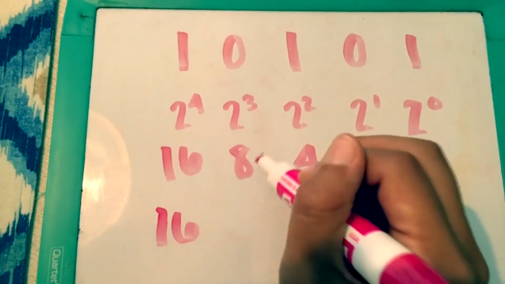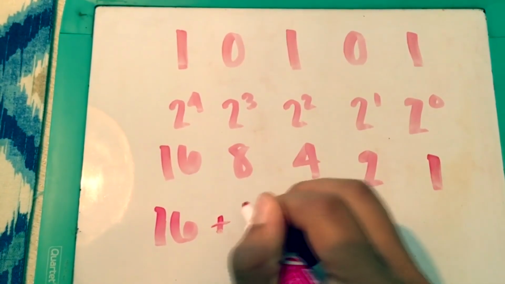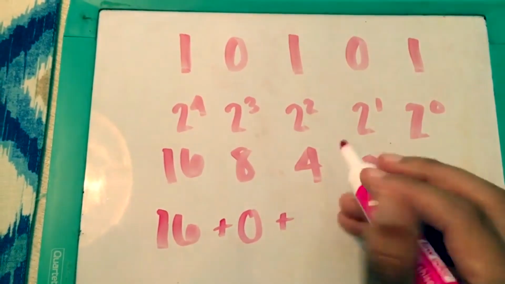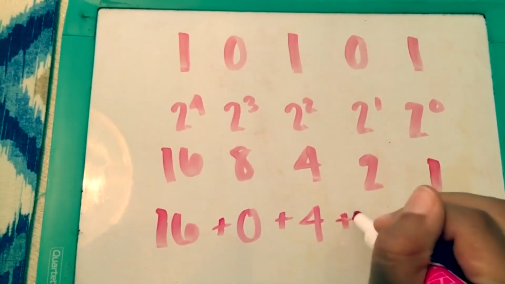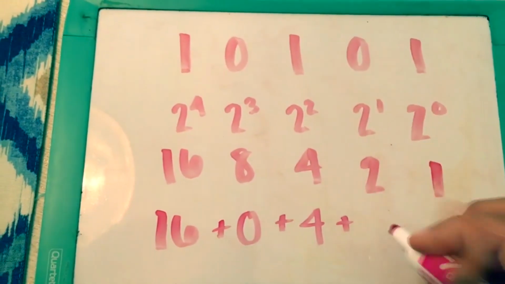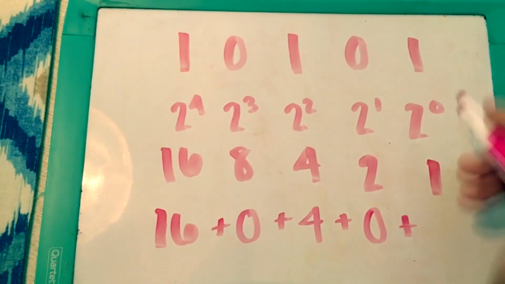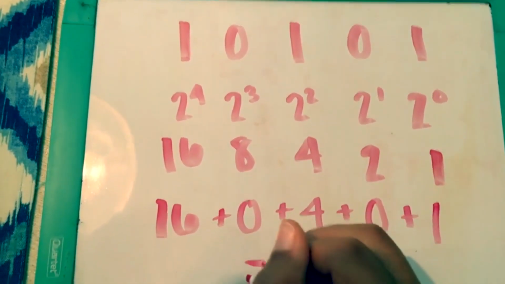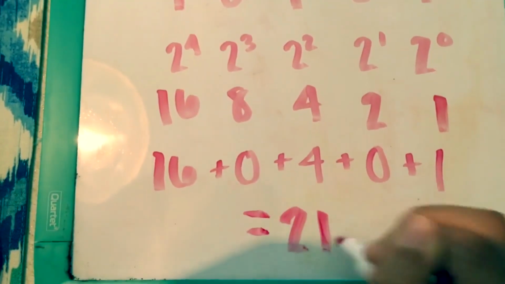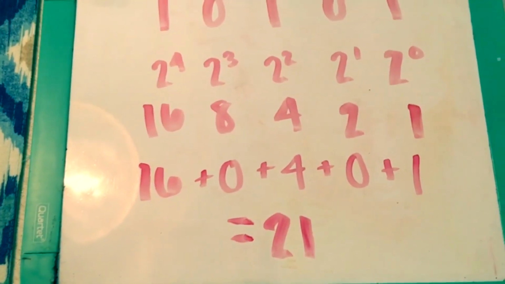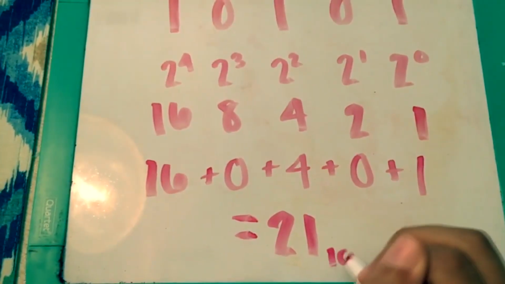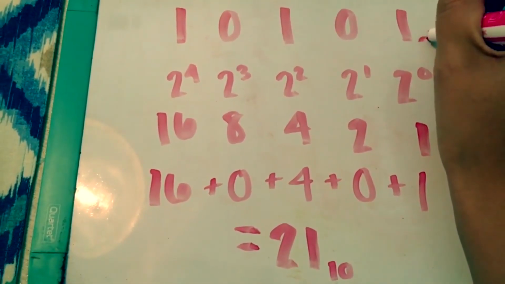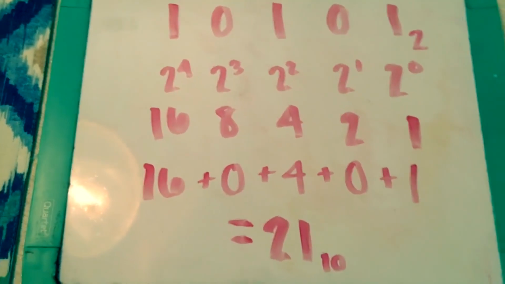So the next number is 0. Multiply that by 8 and you get 0. And then you add 1 multiplied by 4, which is 4. And then you add 0 multiplied by 2, which is 0. And then you add 1 multiplied by 1, which is 1. And you get a total of 21. So 21 is the decimal value or base 10 version of 10101 of binary or base 2.